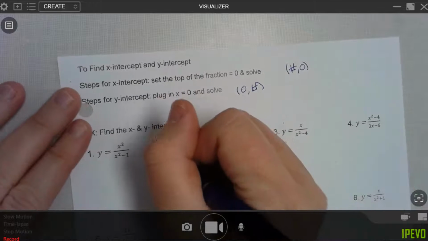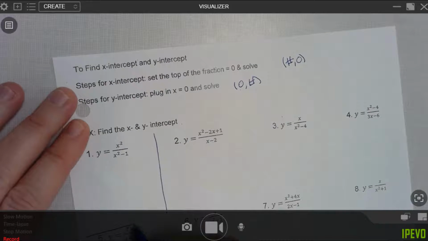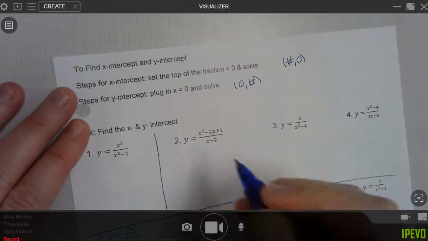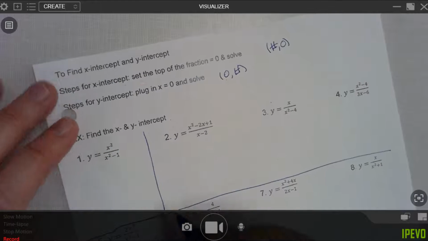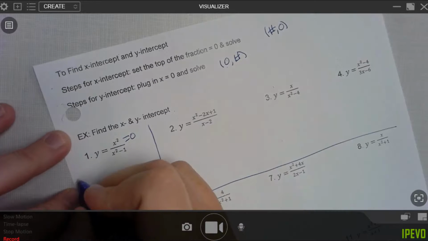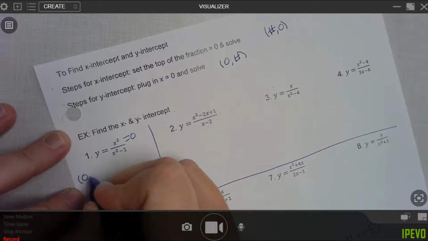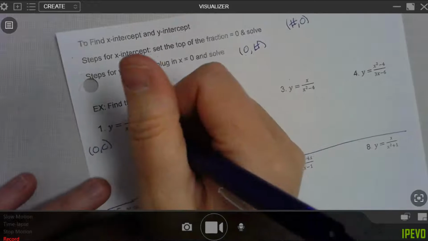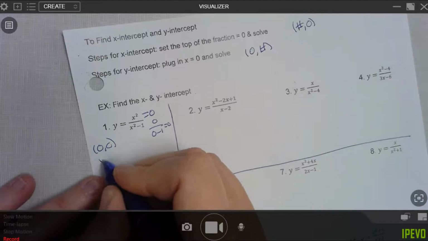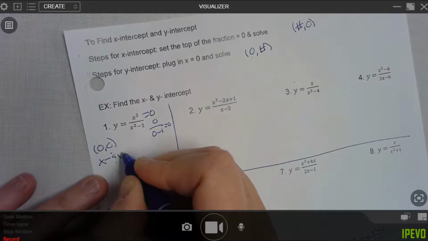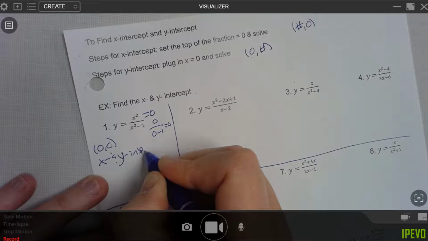So we're just going to practice a few, and then I'm going to have you finish the rest on your own. So right here, the first one, set the top equal to 0. I get 0. If the x-intercept is (0, 0), the y-intercept is always (0, 0). You don't even have to try it, but I'll show you. If I plug in 0 over 0 minus 1, that still gives me 0. So this time my x and y-intercepts were (0, 0).